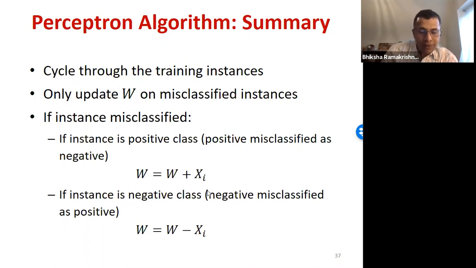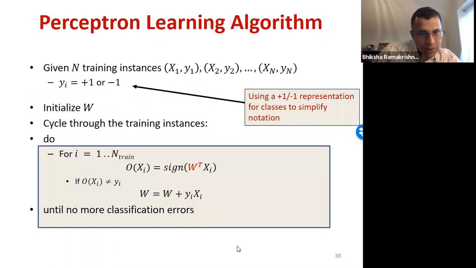On the other hand, if you have an instance from the negative class that is misclassified as positive, the ideal weights vector for that instance is exactly opposite to that instance. It is -x, and so you push the weights vector towards it. You update your weight as w minus x. Yeah, Chris?